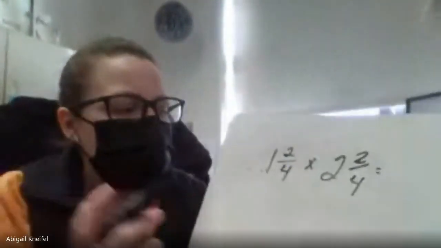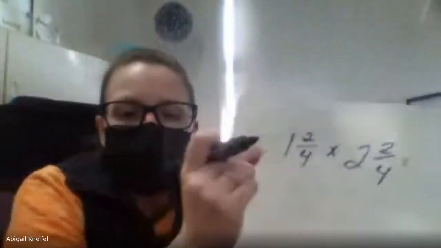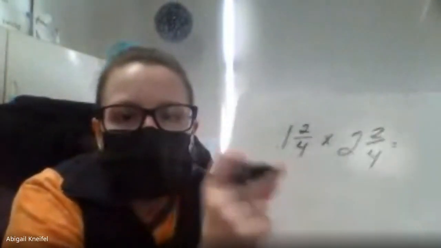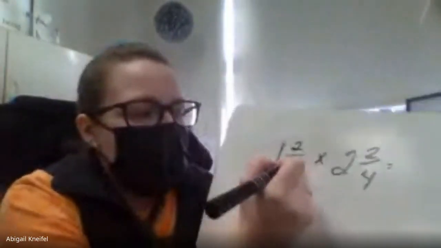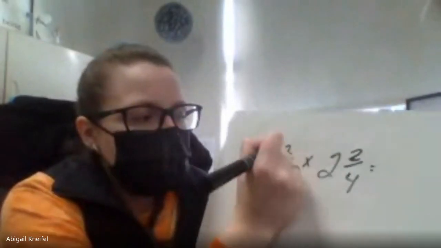All right, friends, let's give it a try. Follow along with me. First step, change my mixed numbers into improper fractions. 1 times 4 plus 2.